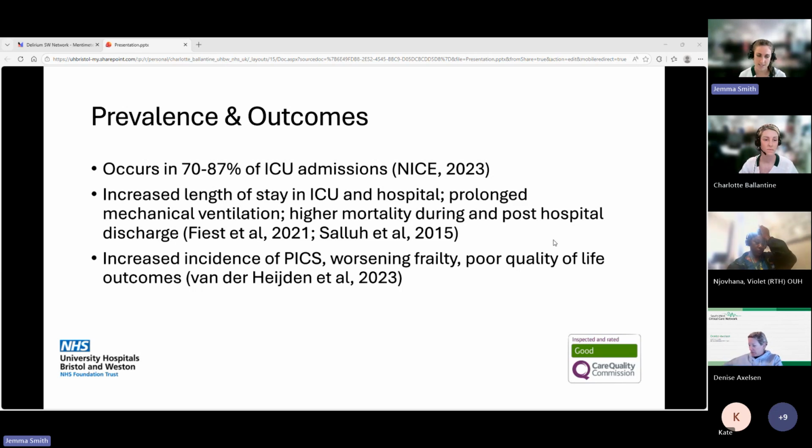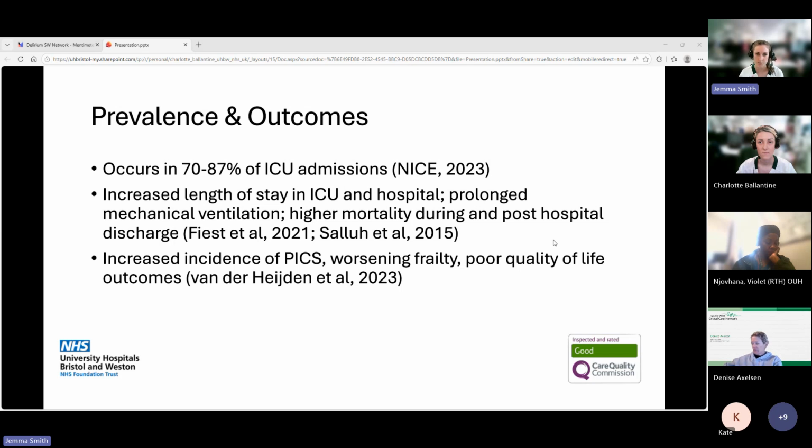Delirium has significant impacts for our service users, as you're probably all very well aware. It can increase their length of stay in ICU and hospital. This is a circular process. We know that people being acutely unwell drives delirium, which then impacts their ability to engage in treatment and care planning, etc. So we get caught in this really vicious cycle.